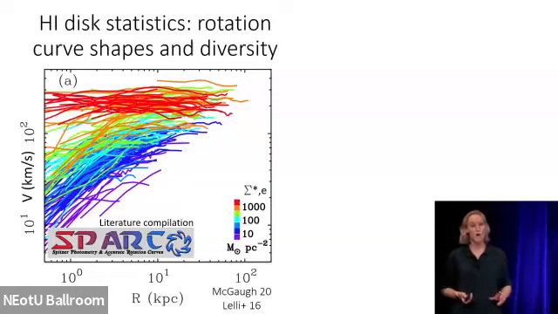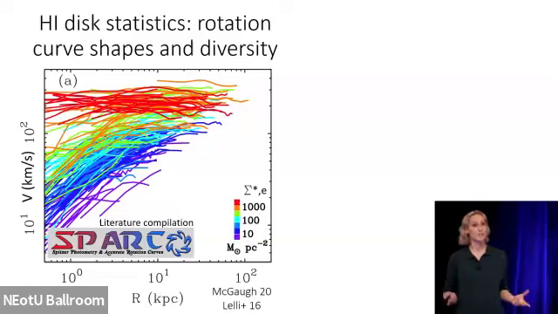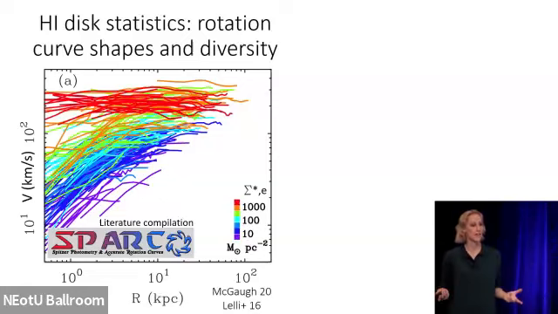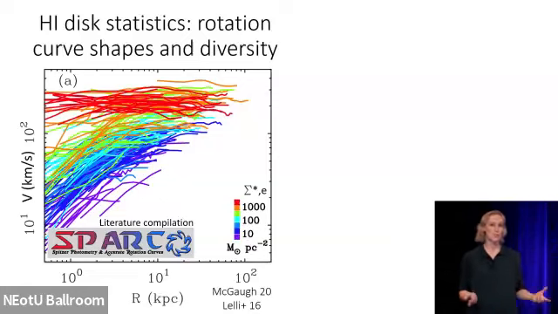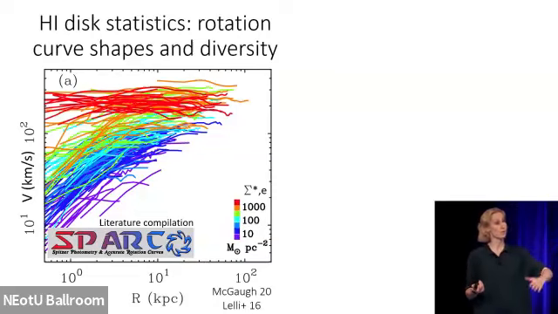And one of those compilations is called SPARC. It's a collection of H1 rotation curves and surface density distributions. There are somewhere between 300 and 400 rotation curves in this sample. And what you're looking at here are rotation curves that are color-coded by the stellar surface density. So there's clearly a correlation here. And what we really like to do is understand rotation curve shapes as well as the variety of those shapes at a given stellar mass.